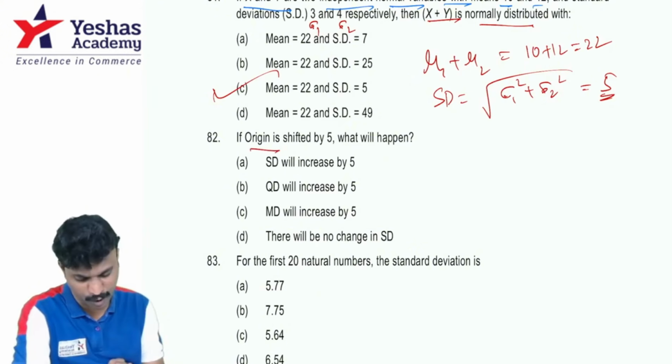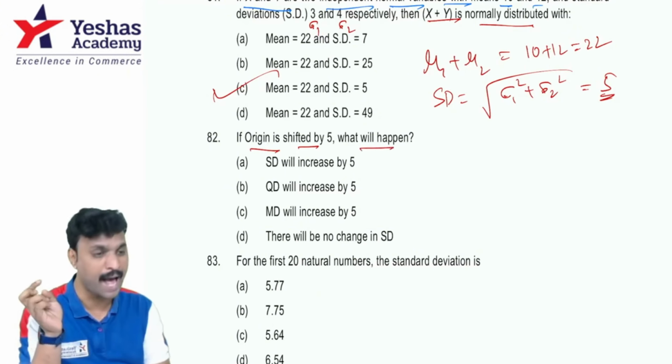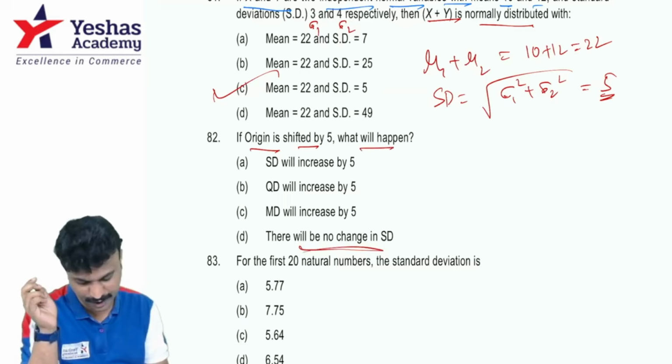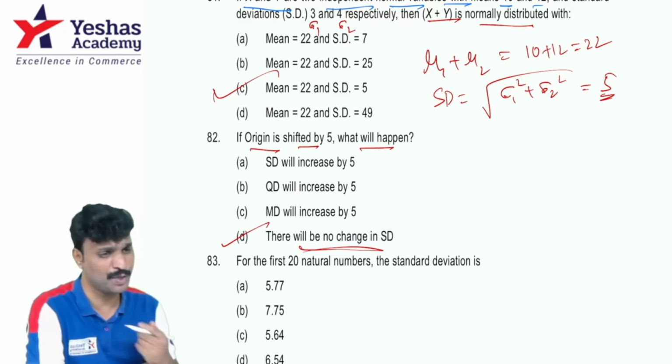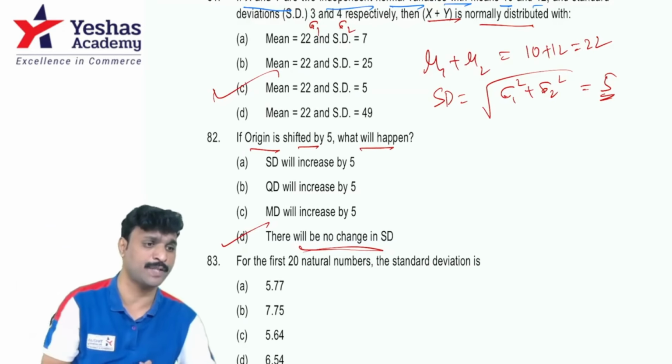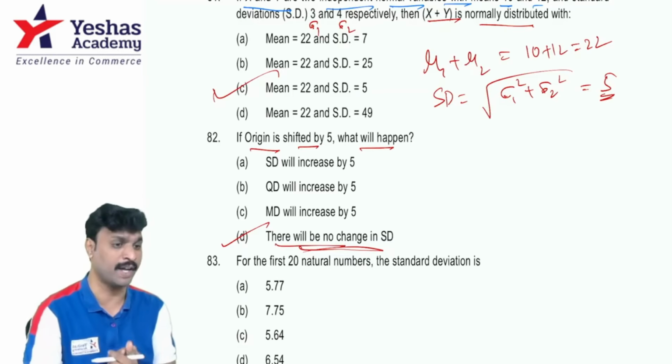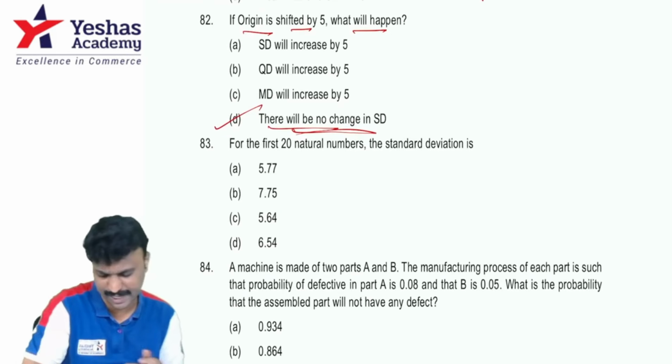82nd question, if origin is shifted by 5, what will happen? Guys, there is no change in SD. Actually, there is no change in QD as well as MD as well as SD. It should have been none get affected, but you can take option D as the right answer.